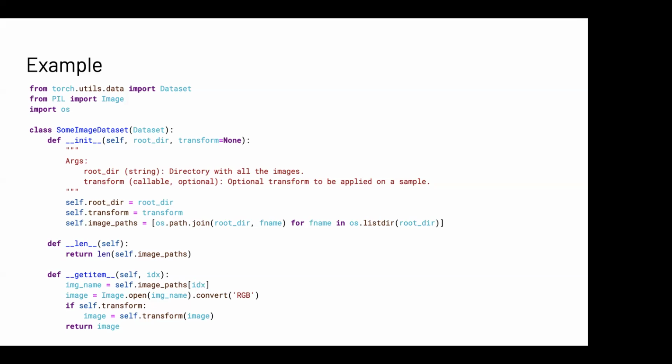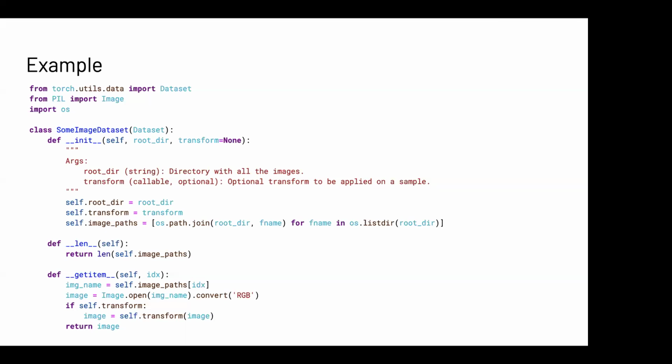Length is again, we take this image path and we just give the length of it. As you can see, image path here is just normal listing, so we can take the length of it using the length. Now get item. Again, remember we have a self and the IDX.